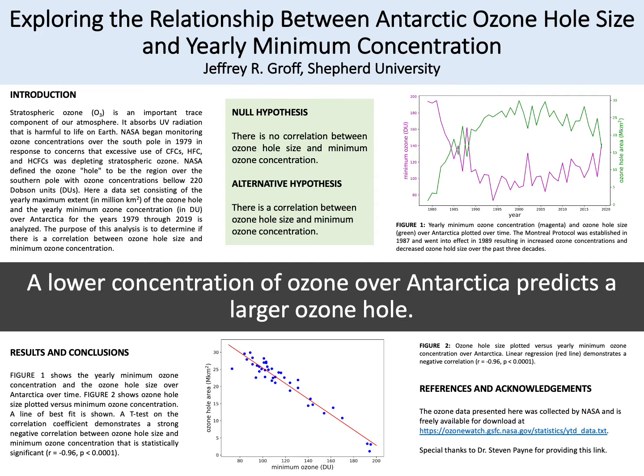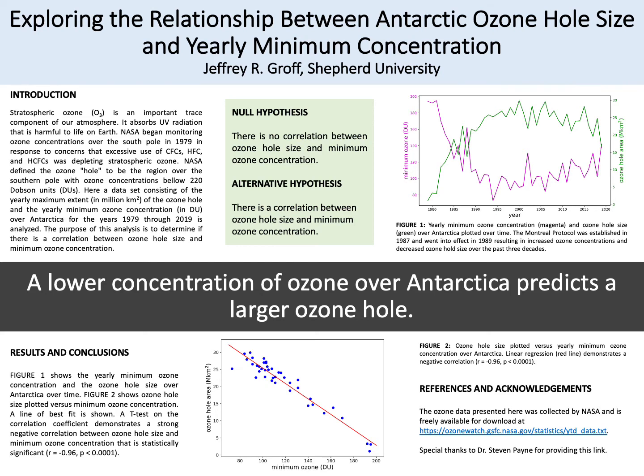So here what I'm going to do is look at a data set that consists of the yearly maximum extent, in millions of kilometers squared, of this ozone hole size and the yearly minimum ozone concentration in Dobson units over Antarctica for the years 1979 through 2019. And the purpose is to determine if there's a correlation between these two data sets, between ozone hole size and minimum ozone concentration. So my null hypothesis is there is no correlation between ozone hole size and minimum ozone concentration. And the alternative hypothesis is that there is a correlation between ozone hole size and minimum ozone concentration.